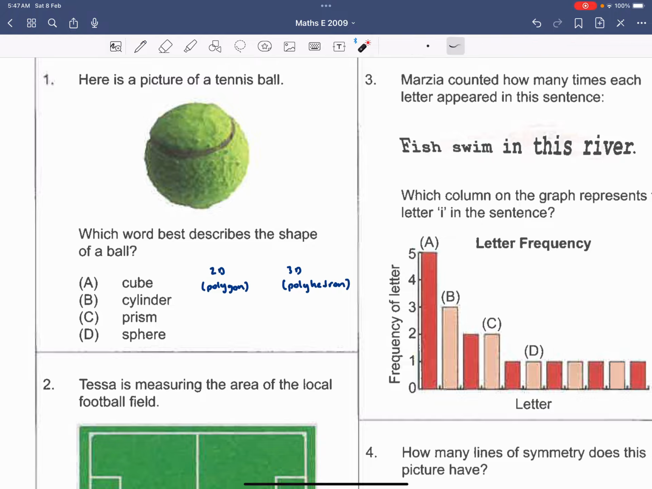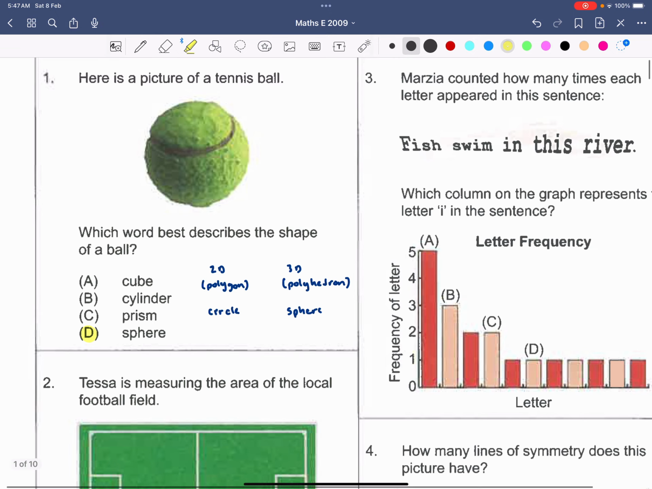Now, if we consider a tennis ball to be 2D, I guess it is a circle. But we know the tennis ball is not a two-dimensional object. We know the tennis ball is a three-dimensional object, and the three-dimensional version of a circle, the shape of a tennis ball, which is the answer to this question, is a sphere. So the answer is D. Alrighty.